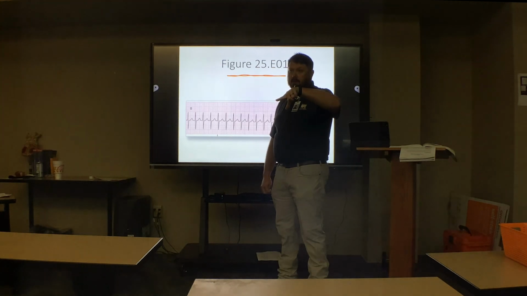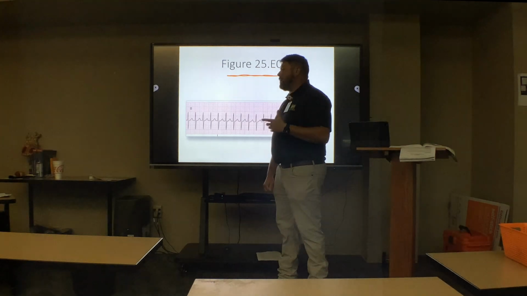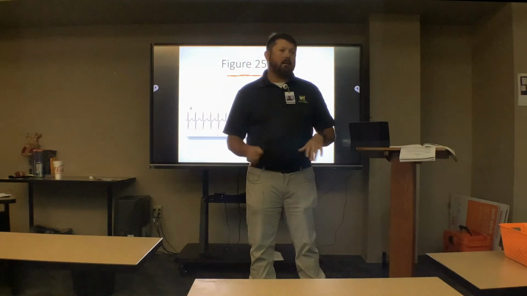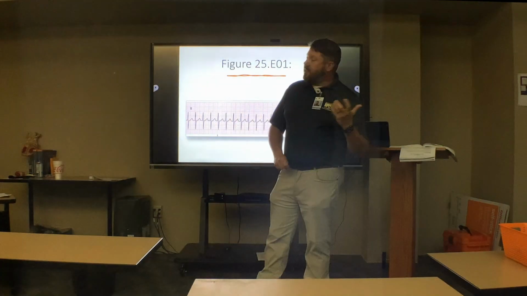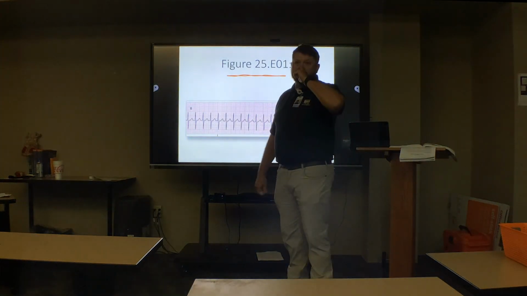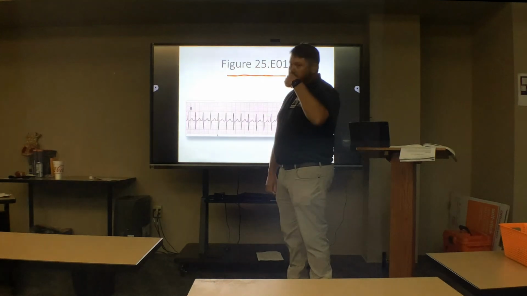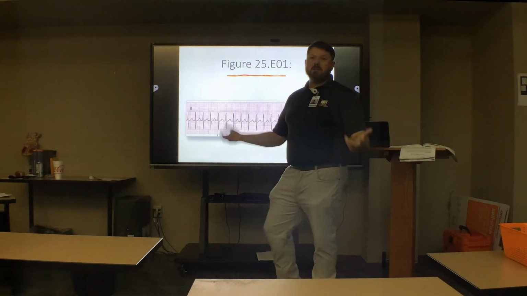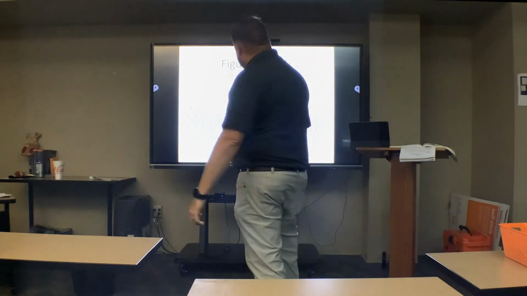Vagal maneuvers. You can get them to bear down against a closed glottis like they're having a bowel movement, or get them to cough forcefully. One thing is to get a syringe, get them to blow in it, tell them to focus on the plunger, and see if they can blow the plunger out. That creates a back pressure that causes vagal stimulus. And sometimes that may work.